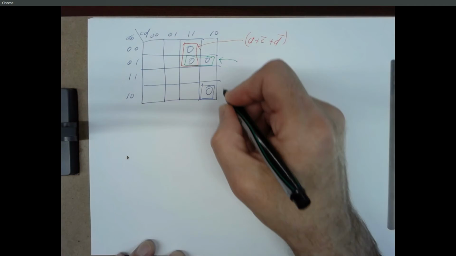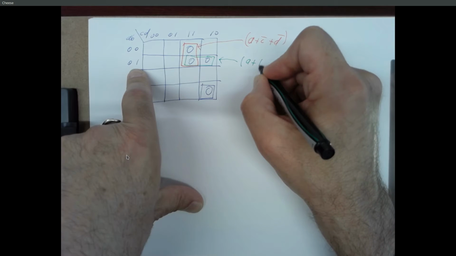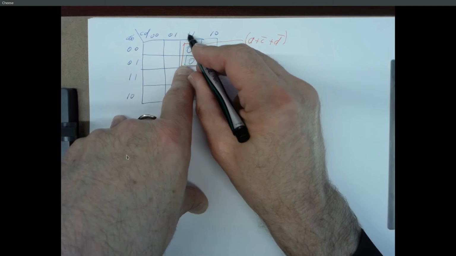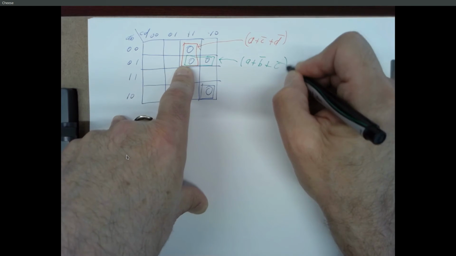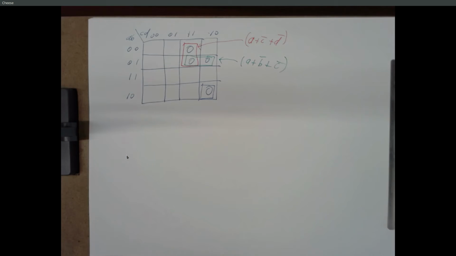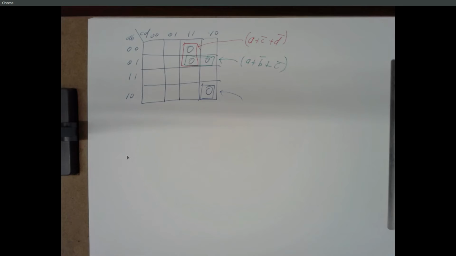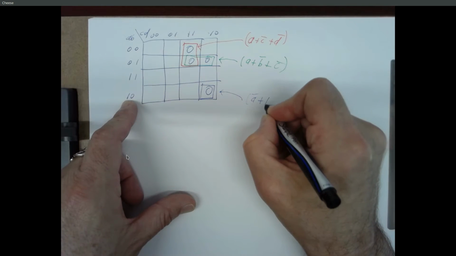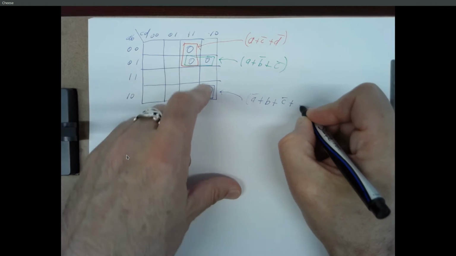This sideways rectangle, A has got to be a 0. B has got to be a 1. C has also got to be a 1. It's a 1 there, it's a 1 there. And D could be a 1 or a 0, so we ignore D. And then this lower rectangle, this is just going to be one of our max terms. So A is a 1, B is a 0, C is a 1, and D is a 0.